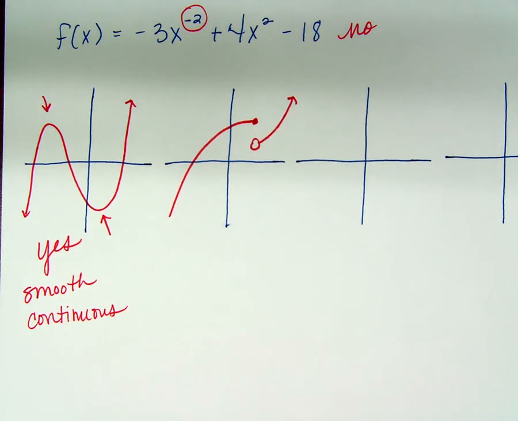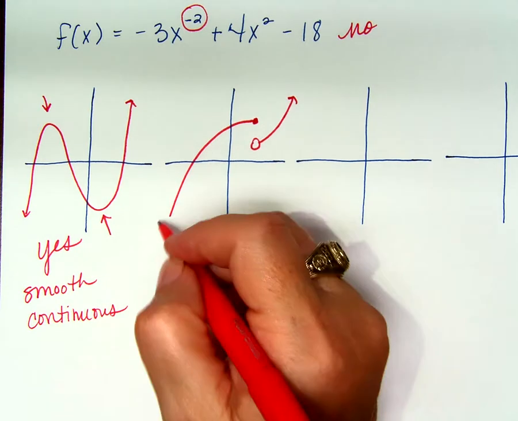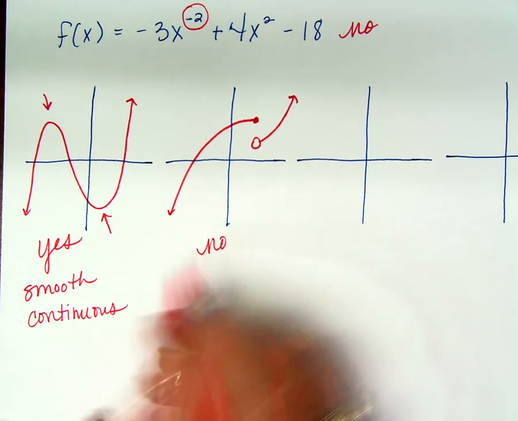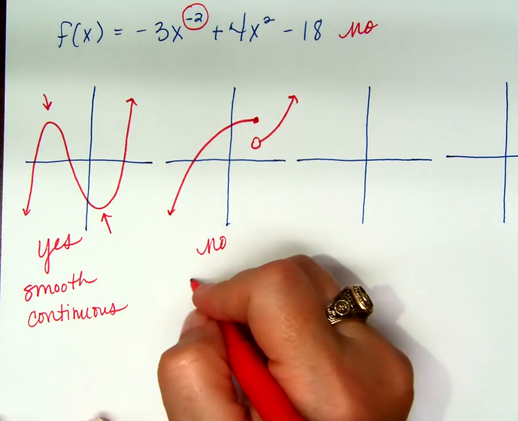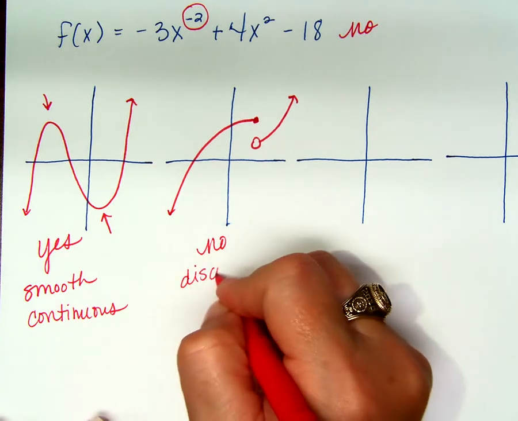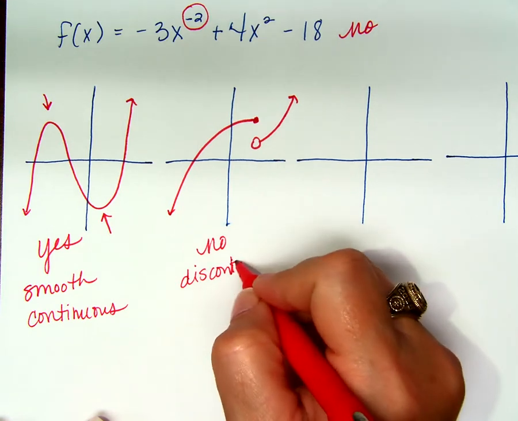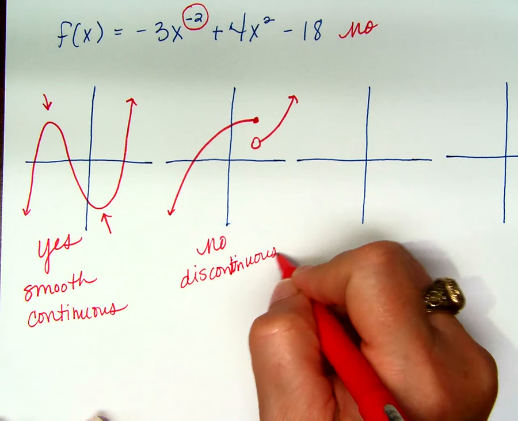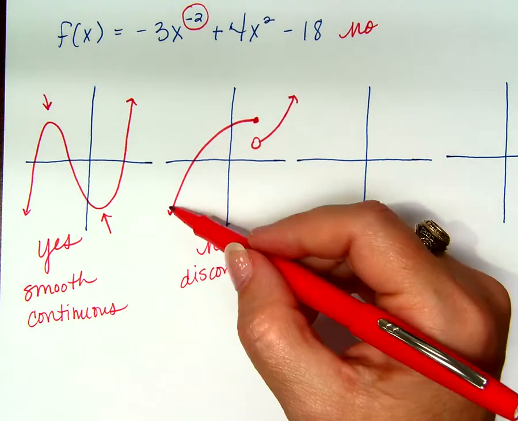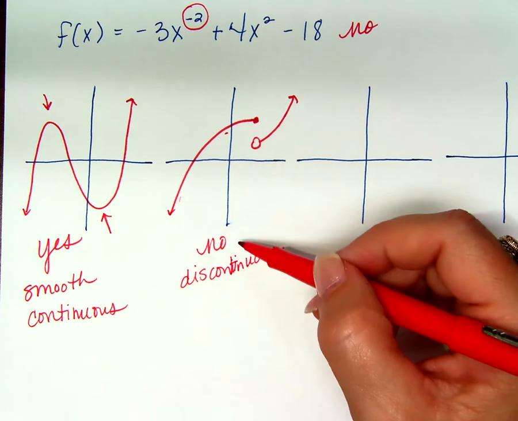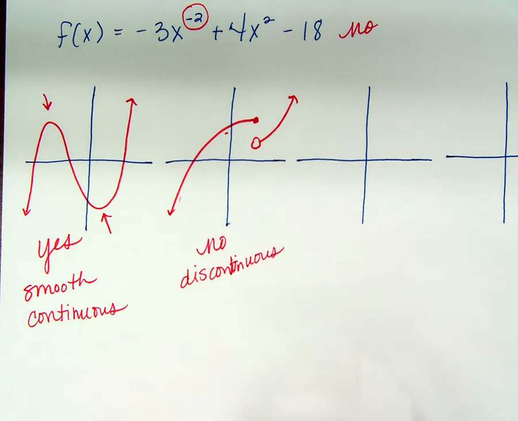What about this one? Is that a polynomial function? No. Why? It's not connected. It's discontinuous. Hold on. Continuous. It's smooth right here on this part and on this part. That's true. But there's a break right there. That's not a polynomial curve because it is discontinuous. Okay?